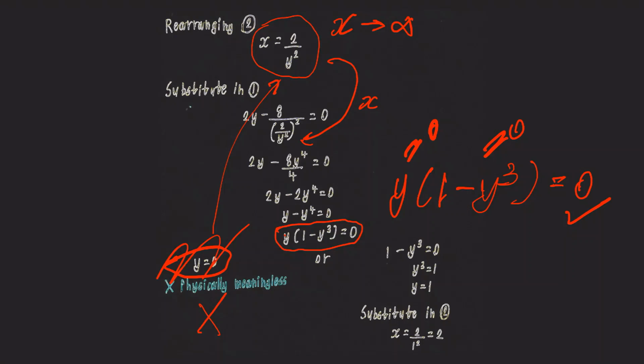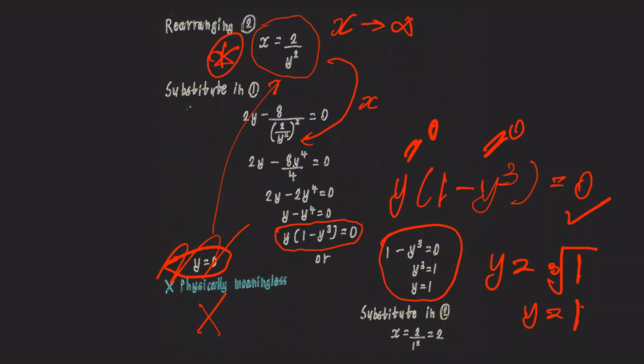This other branch of the solution, 1 minus y cubed is equal to 0, so y cubed is equal to 1, so y is equal to the cubic root of 1. Importantly, it's just going to be y equals 1. There's no plus or minus issue here, because it's a cubic root, and the cubic root of 1 is indeed 1. So then we substitute this in our initial equation, the one right here. We don't have this infinity case now.